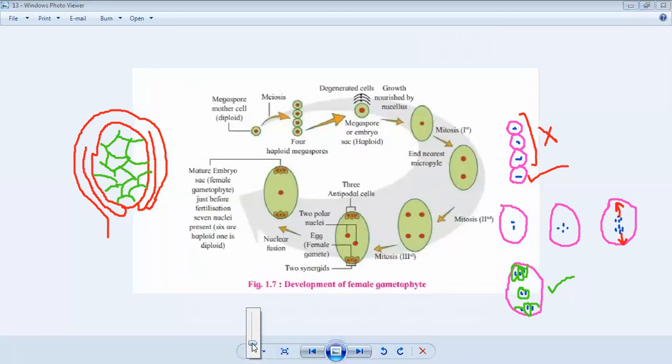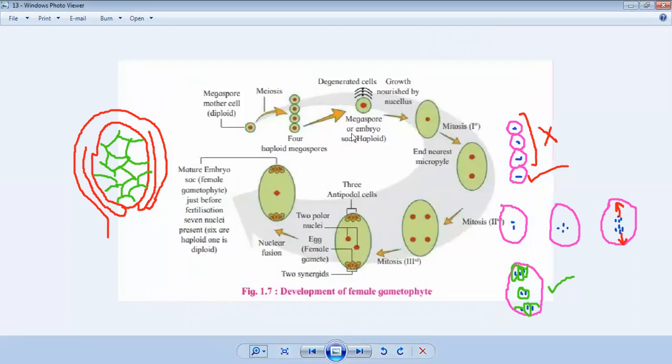Now this is again the diagrammatic representation of the development of female gametophyte. You can see here the megaspore mother cell, which is diploid in nature. It undergoes meiosis to produce a linear tetrad of cells, that is, 4 cells are produced. Then out of these 4 cells, 3 cells abort, and only 1 cell becomes functional, which is called the functional megaspore, or the first cell of the female gametophyte. Then this functional megaspore undergoes growth nourished by the nucellus. It undergoes the first nuclear division, nearest the micropyle.